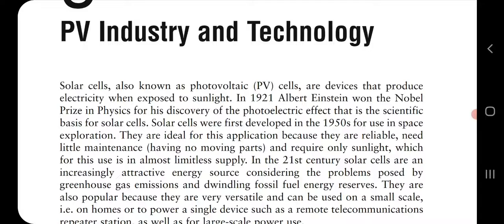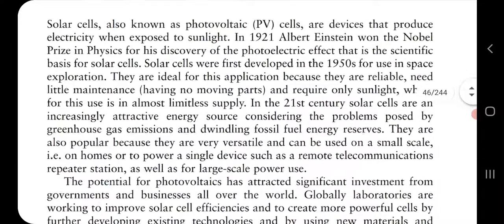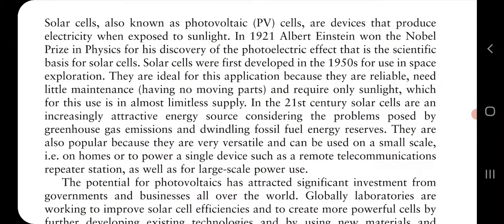The first solar cell was developed in 1950, and it was used for many purposes. It is very reliable and very helpful because it doesn't have any rotating parts and can be used in any area. Now, in the 21st century, this solar cell has become very important and is used everywhere.